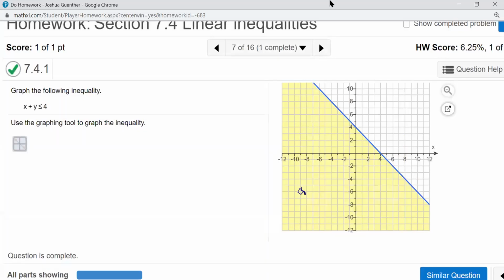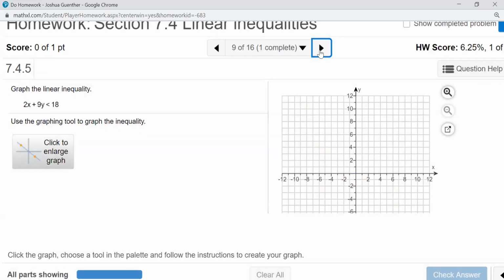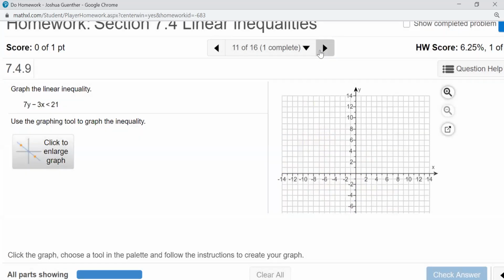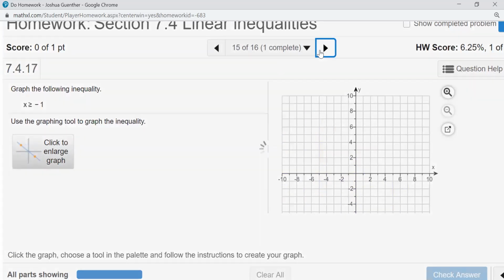Let's try another one. Let me find one that's perhaps a little bit more nasty. Yeah, let's do a system of linear inequalities. I like that. This one didn't seem to have that, so let's find one real quick.